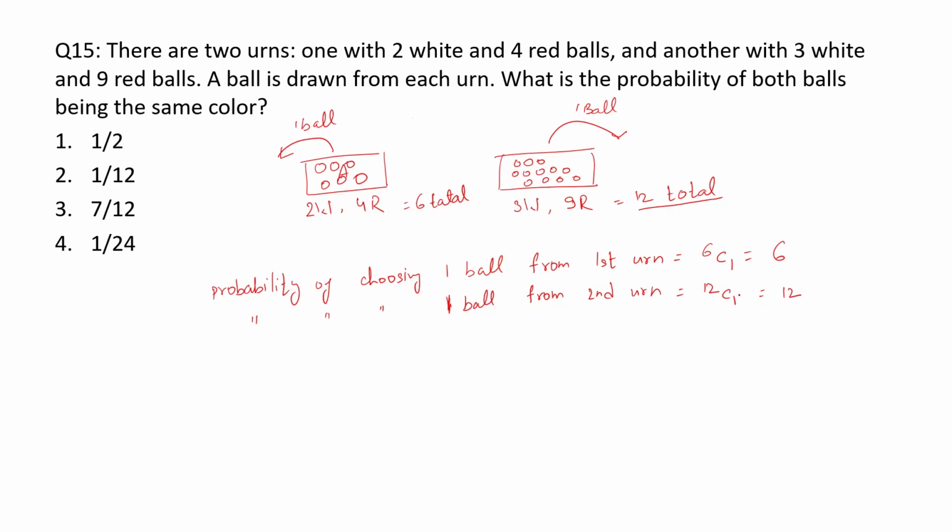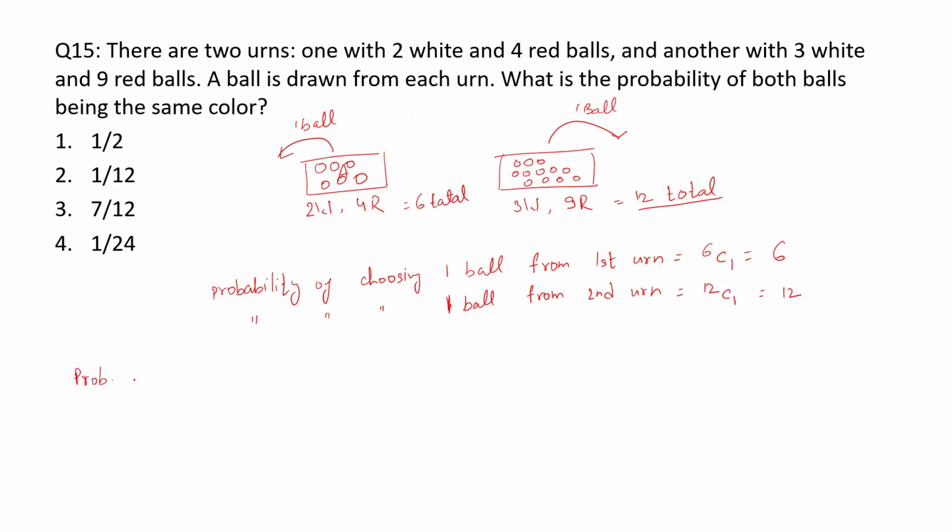Now they are asking what is the probability of both balls being the same color. So you have only two colors. So just calculate the probability that the ball you picked from the first one is white, as well as the second one is also white. Similarly, you calculate the probability of picking a red ball from the first one, and similarly picking a red ball from the second one. Add them up.